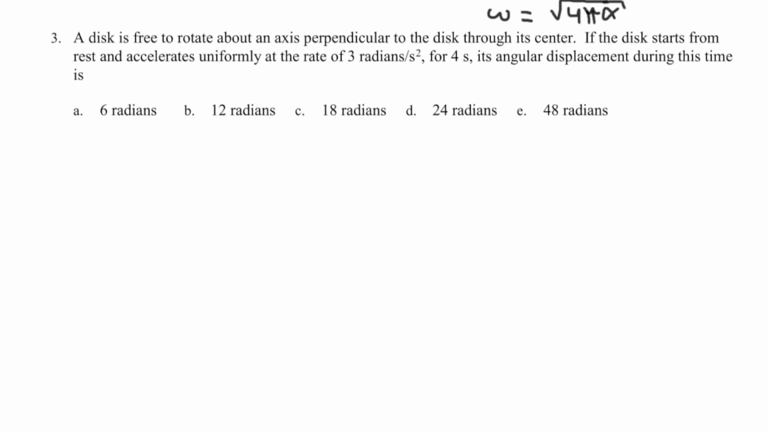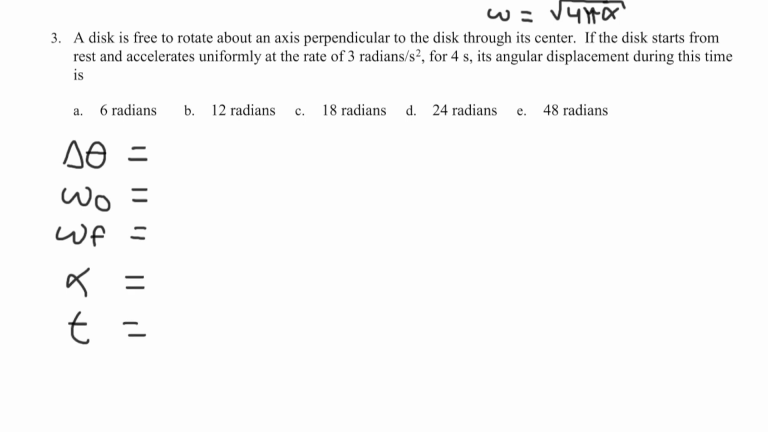A disk is free to rotate about an axis perpendicular to the disk through its center. If the disk starts at rest and accelerates uniformly at a rate of 3 rads per second squared for 4 seconds, what is its angular displacement? So once again, we can just set up our little kinematics. So delta theta, omega naught, omega final, alpha, and t.